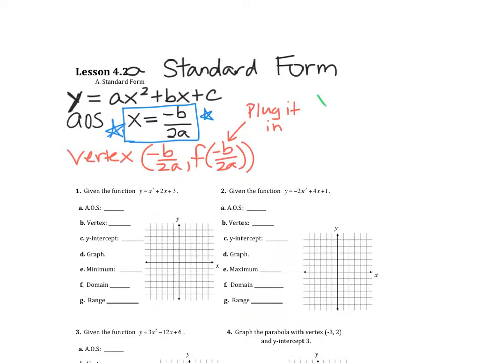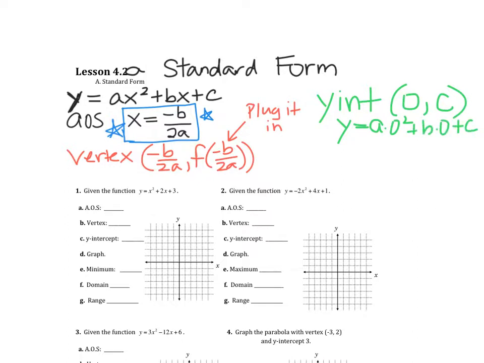And then in order to find the y-intercept, what is x every time when you have a y-intercept? 0. Plug 0 into standard form. And what do you get? Anybody? Plug 0 into here for x. Anybody? Don't be shy. c. Yeah. There's no x after c. So that's right, c. When you plug 0 into here, you get a times 0 squared plus b times 0 plus c. You just get c. Okay, and so you plug it in, you get c.